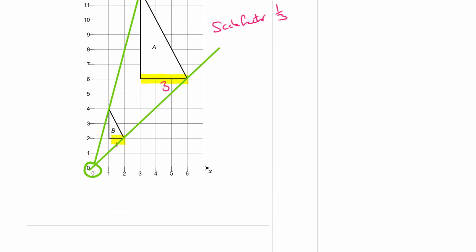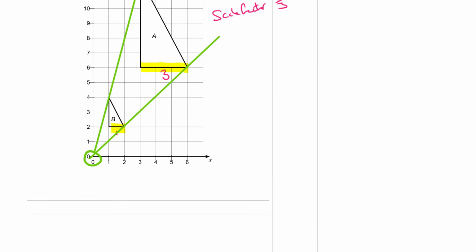So to fully describe the transformation, I'm going to say that this is an enlargement with scale factor 1/3 and centre origin.